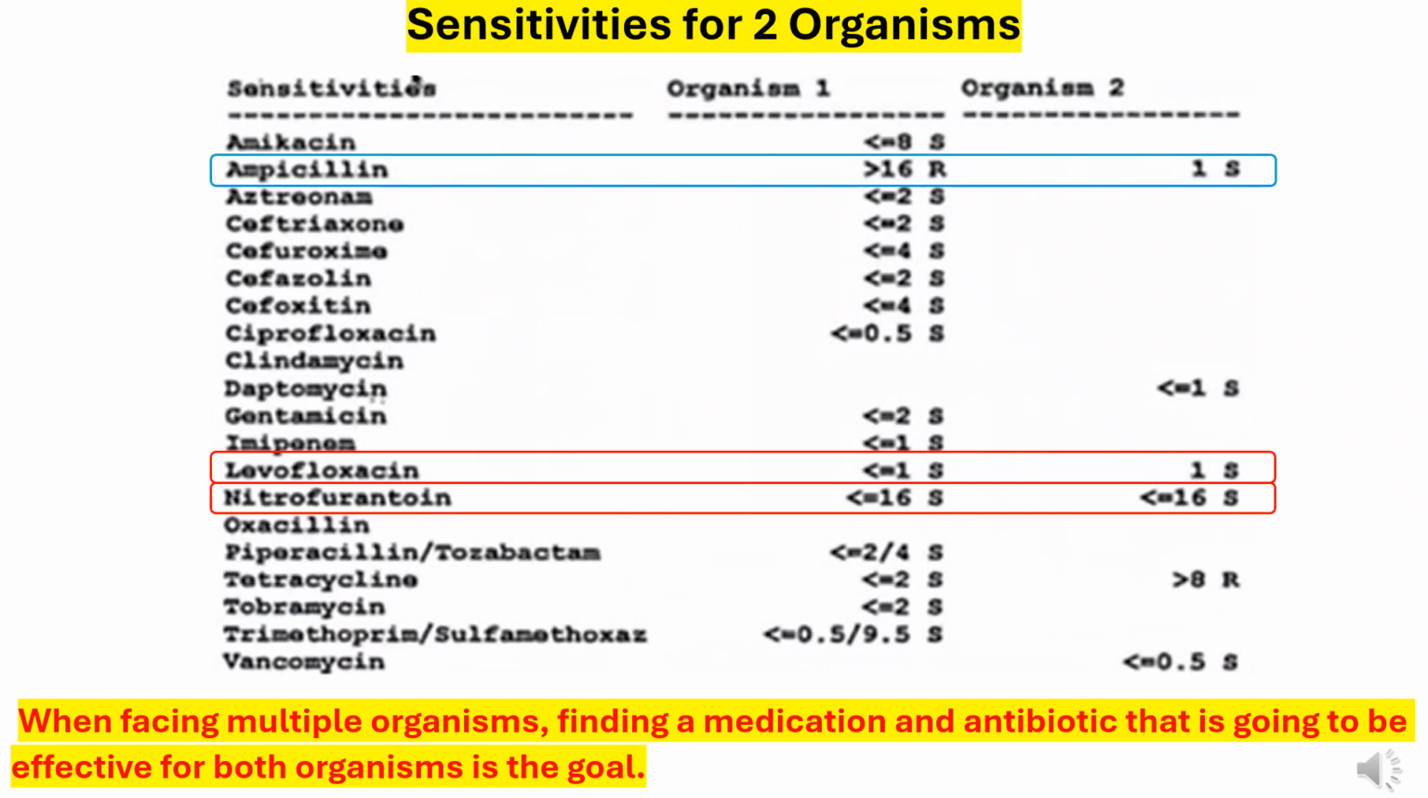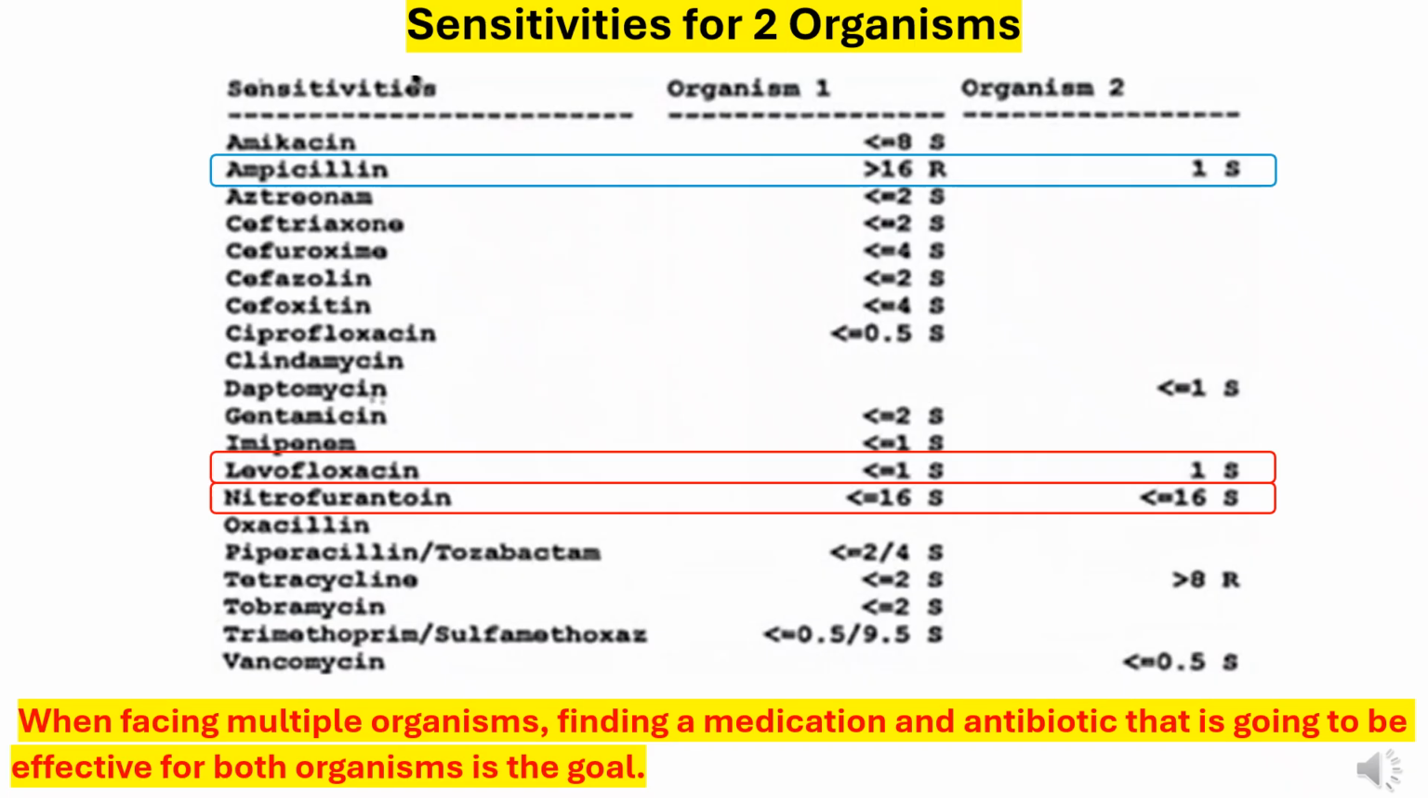In this scenario, Organism 1, Escherichia coli. Organism 2, Enterococcus faecalis. The sensitivity profile may show that while Enterococcus is sensitive to ampicillin, the E. coli isolate is resistant. Therefore, ampicillin would not be a suitable choice for empiric or directed therapy, as it would fail to eradicate the resistant E. coli. The clinician must review the full antibiogram to find an agent to which both organisms demonstrate susceptibility.